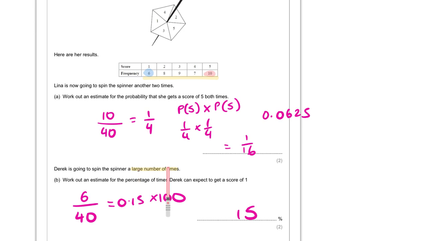Normally here, though, they don't say a large number of times. Normally they say 300 times or 200 times. So you'd find your probability and times it by that actual number, but they've been a bit sneaky, so multiply it by 100.